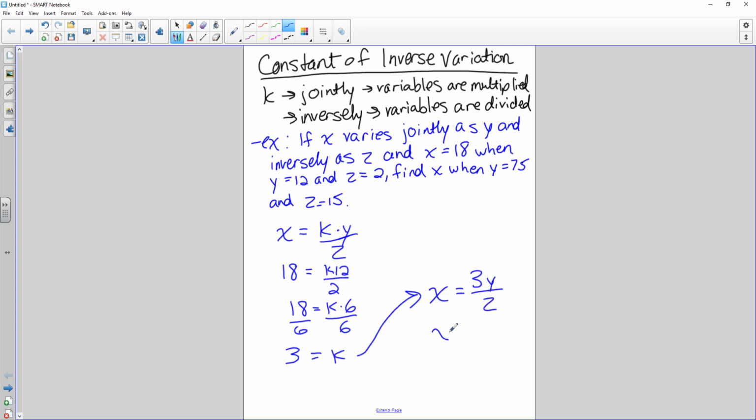So now I can find x when y is 75 and z is 15. So 3 times 75 divided by 15 is 15. So x will be 15. We wouldn't really be able to see that relationship just looking at the initial problem too easily.